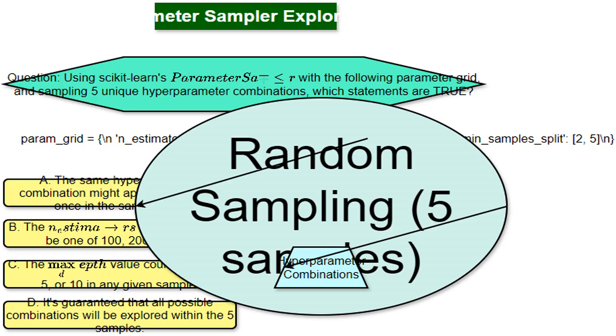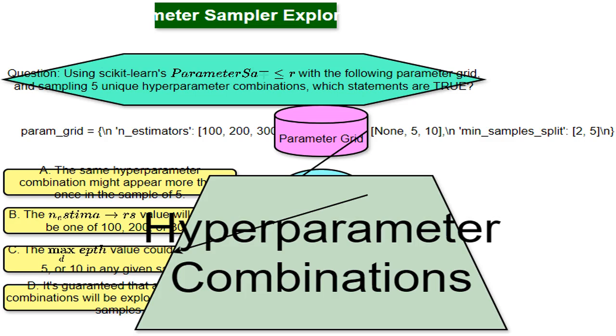I'm only taking 5 random samples from the param_grid. This is important because I might not get every possible combination. The sampling is done without replacement unless I specify otherwise. This refers to the specific sets of hyperparameters I obtain from the random sampling process. I expect some randomness in my results. It's like drawing marbles from a bag.